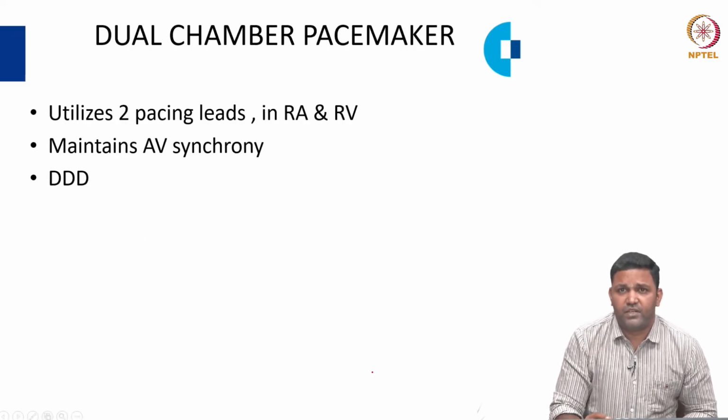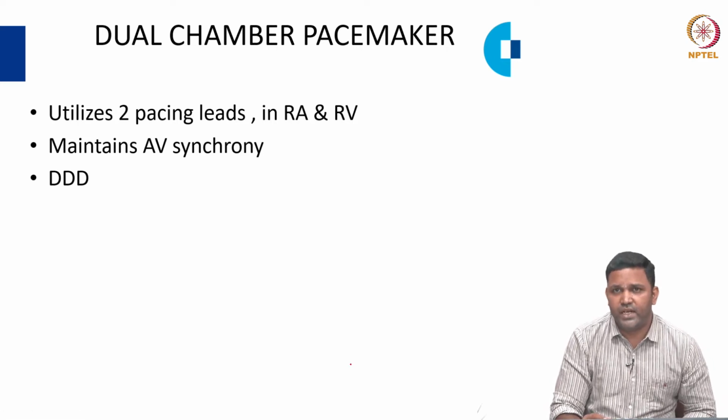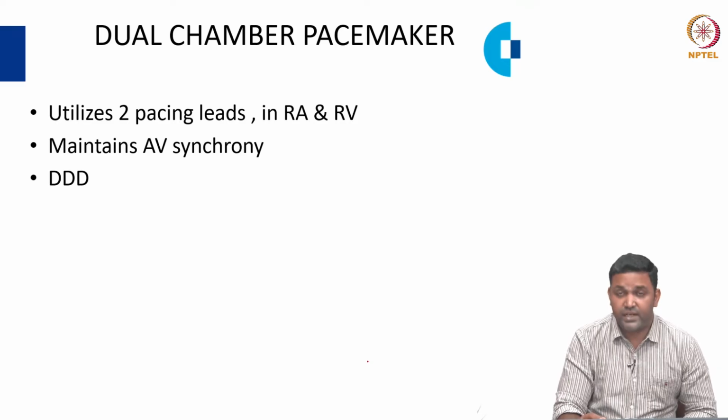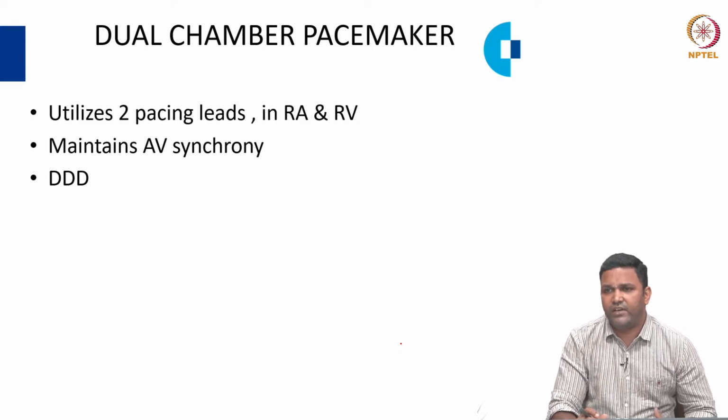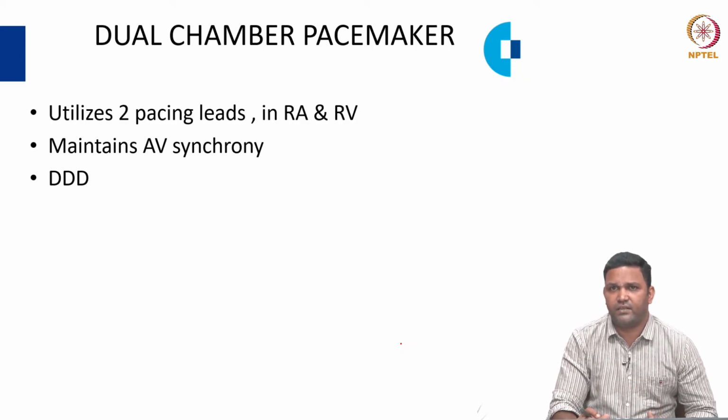So next, dual chamber pacemaker. Dual chamber pacemakers have 2 leads. One is placed in the RA and one is placed in the RV. This maintains the AV synchrony. Why is AV synchrony important? Because AV synchrony is the most physiological component. That is, the atrium contracts and then the ventricle contracts. Both don't contract at the same time, and the ventricle doesn't contract first followed by the atrial contraction.